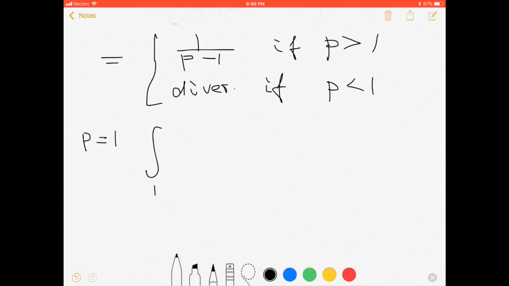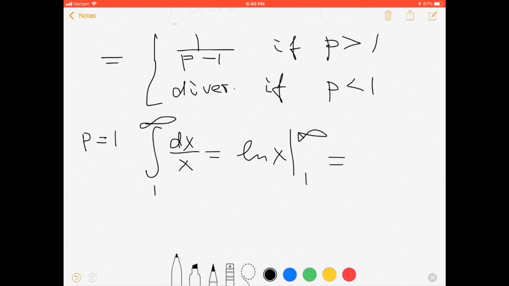Okay, see our situation if p equals 1. What do we have? The integral from 1 to infinity of dx over x. It will be natural logarithm x from 1 to infinity. It will be infinity, so it diverges. Okay, these are the two examples. Please remember them, because we use them in the future when we start to study series. Okay, that's it.